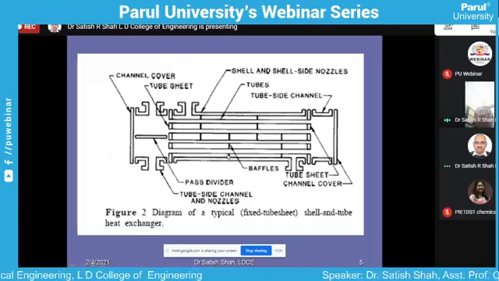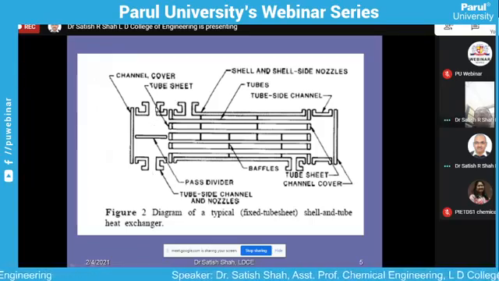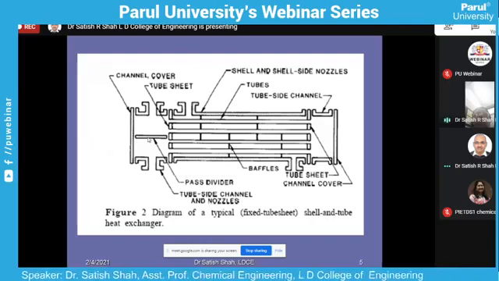These are the tubes, and we have the nozzle for inlet of the shell side fluid, outlet of the shell side fluid. Similarly, inlet of the tube side fluid, outlet of the tube side fluid. These are the nozzles. Then we have the pass partition plate in between. Here, suppose on the tube side I have kept the pass partition plate. If it is more than one pass, we have to put the pass partition plate. If it is single pass, it is not required.